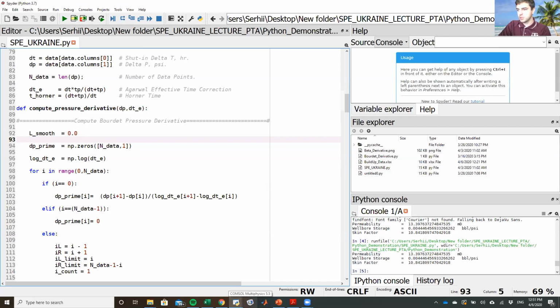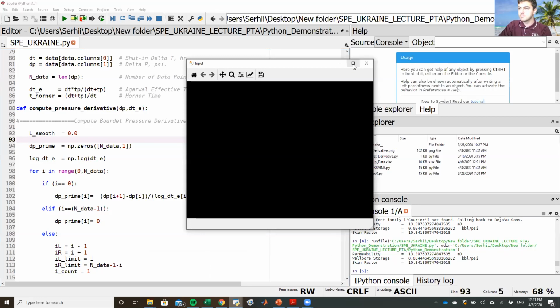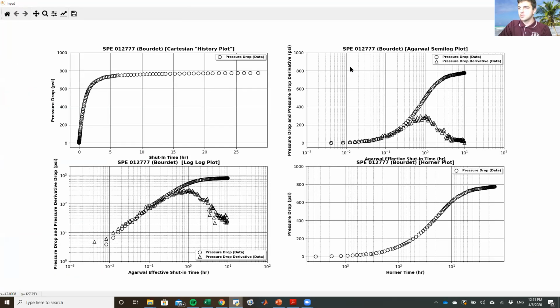Let's run our model and let's see our input. By the way, that's what I'm showing here, right? I'm showing our simple Cartesian plot, where we have a pressure drop function versus shut-in time. I'm showing here our log-log plot, right? Which is going to be our primary interest. So we have here our pressure drop data and pressure drop derivative, right?